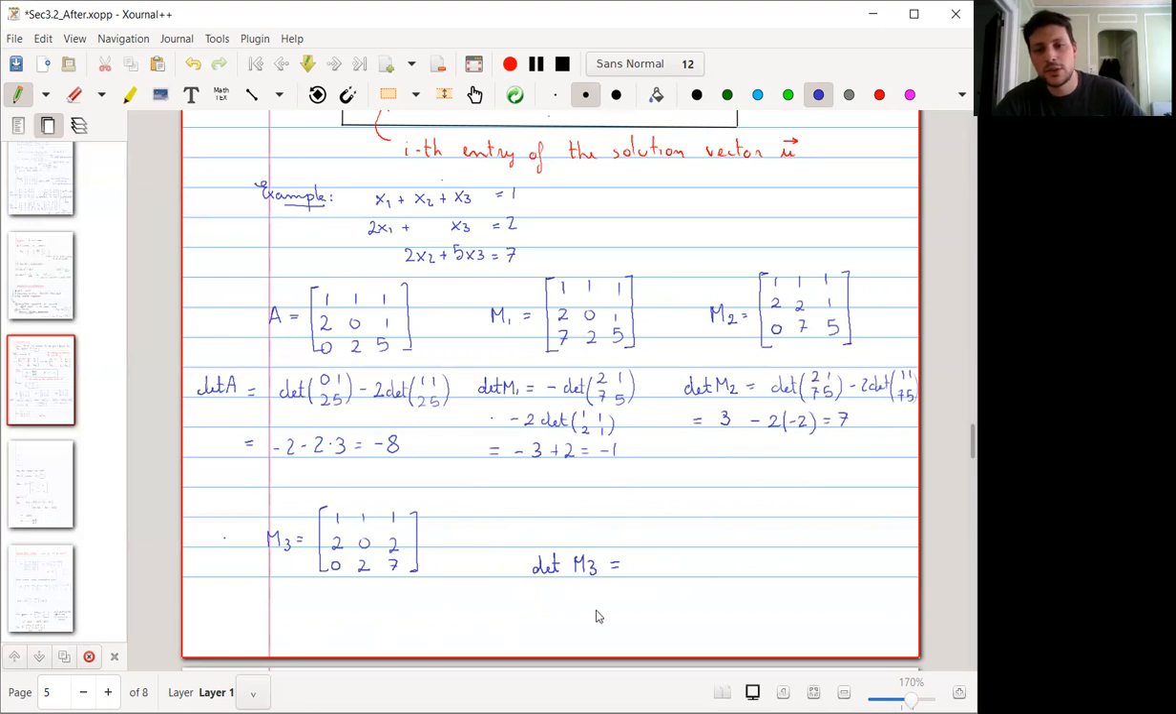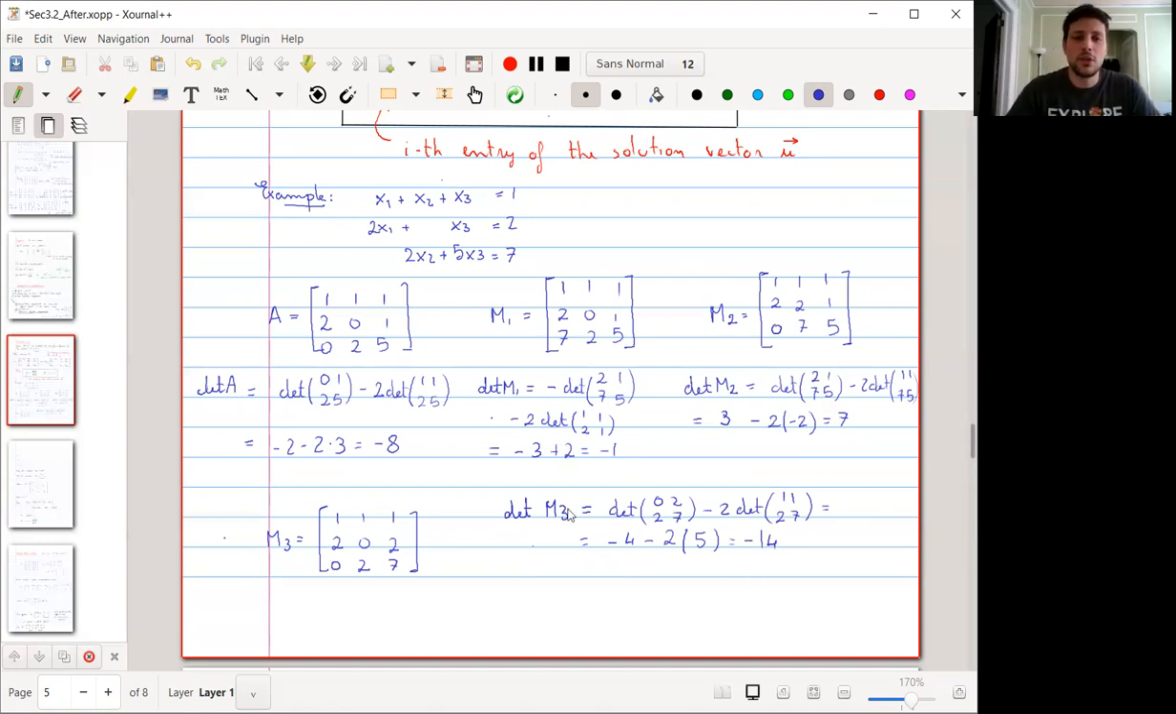Last but not least, the determinant of M3. I'll use a cofactor expansion along the first column. So we get the determinant of 0, 2, 2, 7 minus twice the determinant of 1, 1, 2, 7. And this becomes negative 4 minus 2 times 7 minus 2 is 5, which is minus 14. Okay, we've computed all of our determinants.